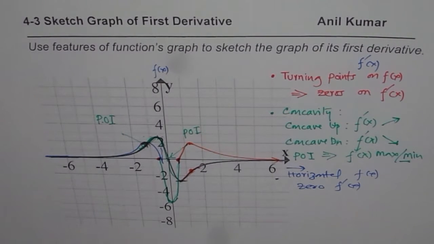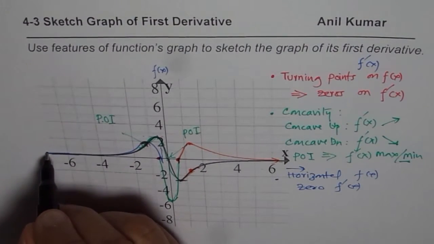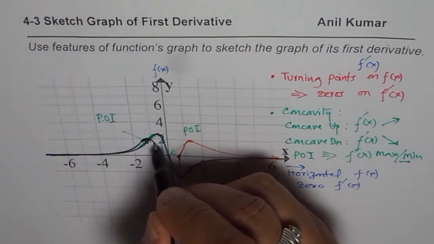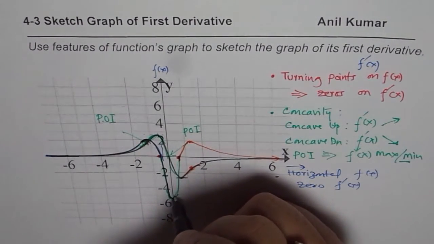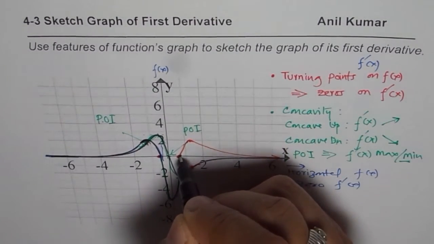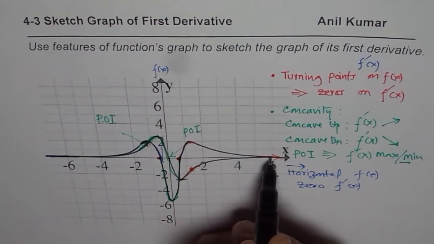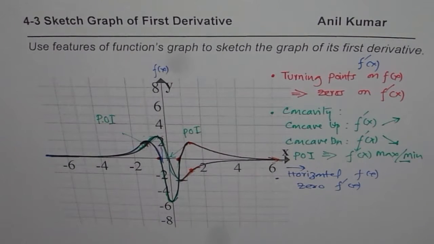Now let me draw the whole graph in one ink. So it should be kind of like this. Do you see that? So it is decreasing, going to the minimum, right? Increasing, approaching the maximum, and then dipping down to 0, kind of like this. So that is how we could sketch the graph of the derivative of the given function. I hope that helps.